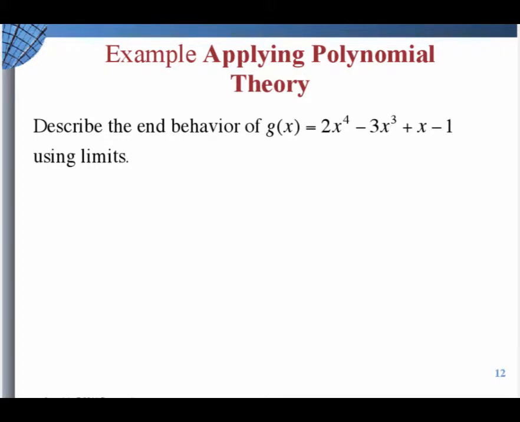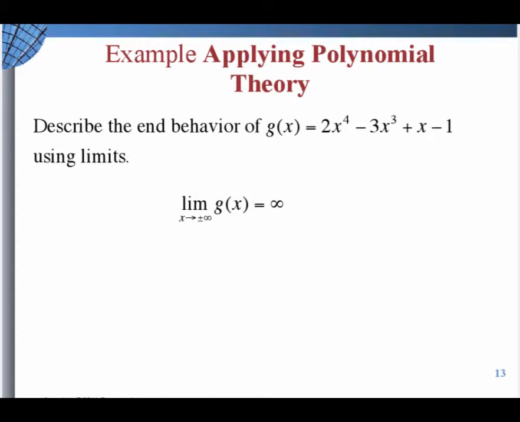So describe the end behavior of g of x using limits. g of x is 2x to the 4th minus 3x cubed plus x minus 1. So what would the end behavior of that function be? If you want, pause the video for a second, think about that and write it down, and then play again, I will give you the solution.